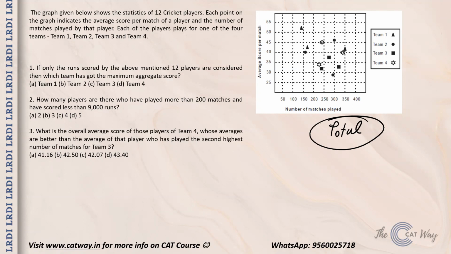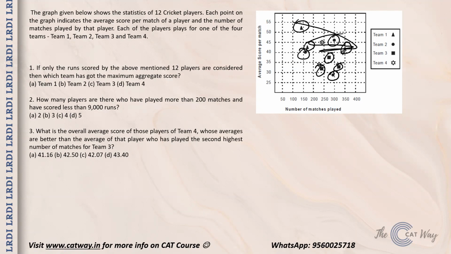Now each of the players plays for one of the four teams, that is team 1, team 2, team 3 and team 4. So this has been given to us, right? And we can easily identify the players. This is for team 1, team 1, team 1. Then for team 2, we have over here, and over here. Team 3 is all these three and so on. So everything is given pretty straightforward. The players are given, the number of matches is given, and the average has been given. So let us read the question to get an idea of what we need to calculate.